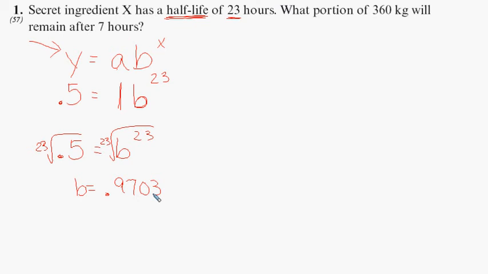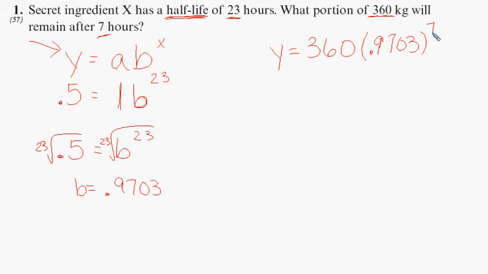And so when I plug that into my new equation, I've got y is equal to 360. That's my original amount now that we're looking at. And then my b value is 0.9703. My new time for my new scenario is 7 hours. Remember that x is represented by the time.